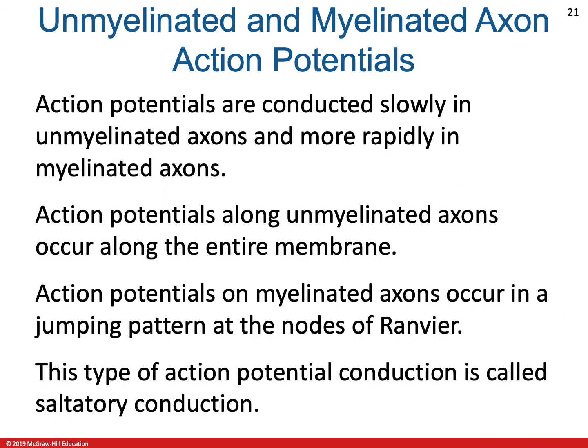So next is the unmyelinated and myelinated axon action potential. Action potentials are conducted slowly in unmyelinated axons, which means no myelin sheath, and more rapidly in those axons with a myelin sheath. Action potential along an unmyelinated axon occurs along the entire membrane. Action potential on a myelinated axon occurs in a jumping pattern. We call that saltatory conduction.